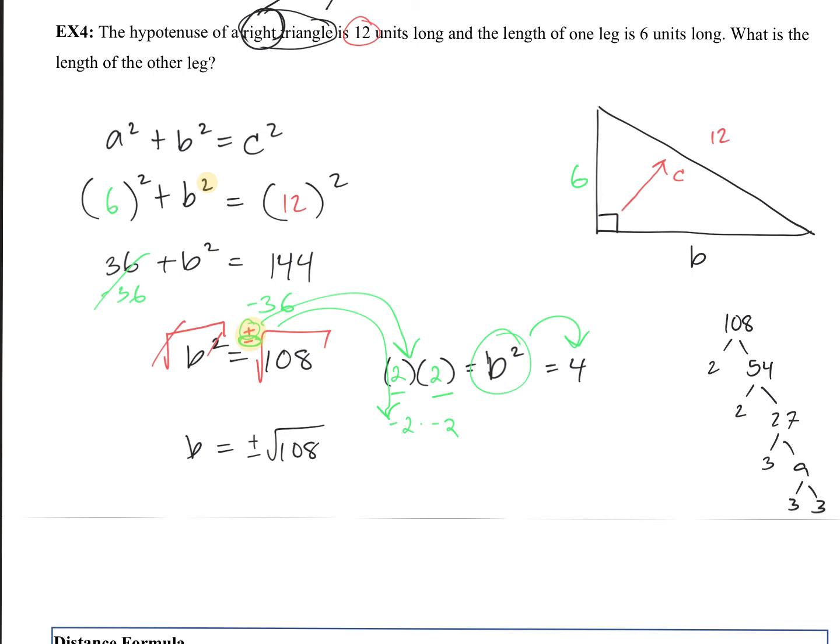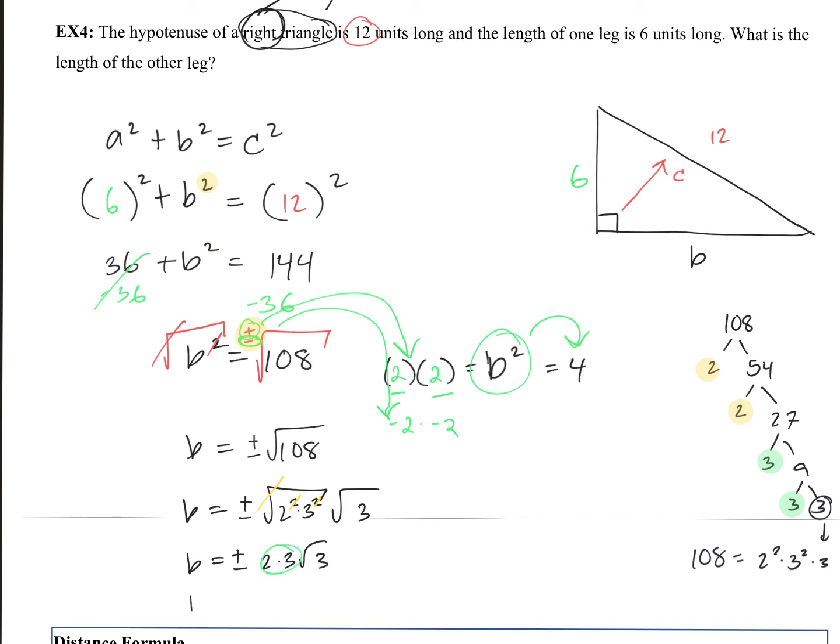Why am I doing this again? Because I'm trying to simplify the square root, so I'm looking for perfect squares. And I see that 2 appears twice, and 3 also appears twice. So I can rewrite 108 as 2 squared times 3 squared, and we still have that little 3 left over. So b is going to equal plus or minus the square root of 2 squared times 3 squared, and then the imperfect one, which is just 3. So that radical cancels with those perfect squares, and we're left with b equals plus or minus 2 times 3 square root of 3. Multiply those two together. b equals plus or minus 6 root 3.